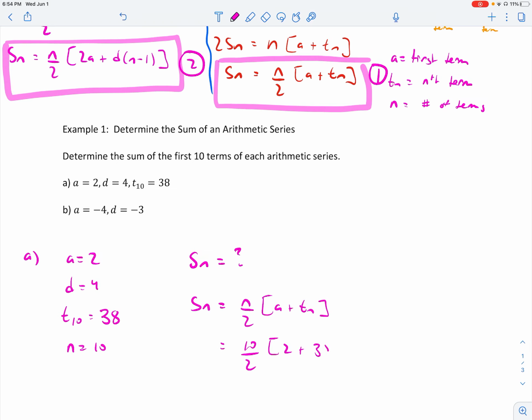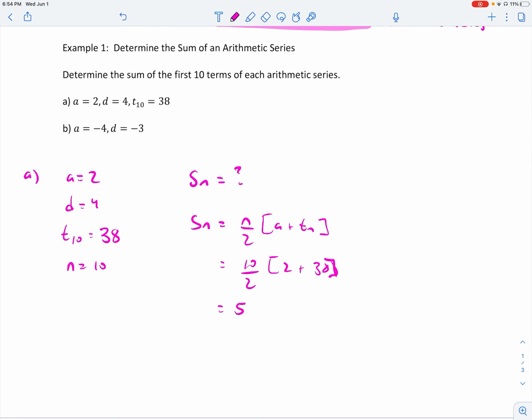The last term is 38. So we have 5 times 40, 200. So that would be the sum of the arithmetic series from 2 all the way up to 38 with a difference of 4. So that sequence would look like this. It would be 2, 6, 10, and it would go all the way up to 38. And this is the total of all those numbers.